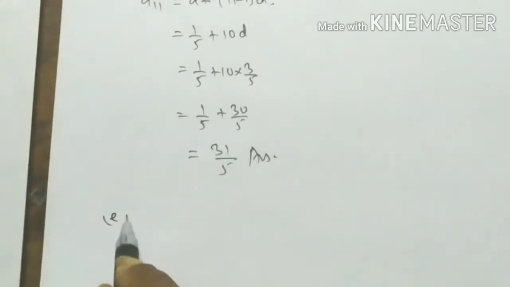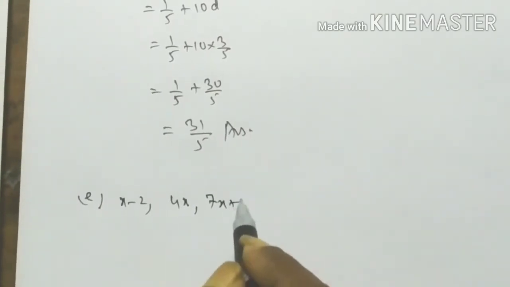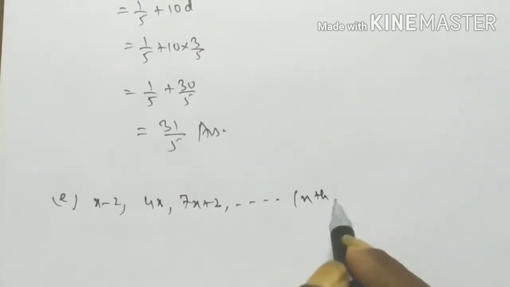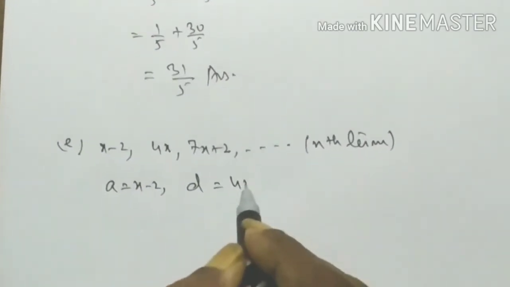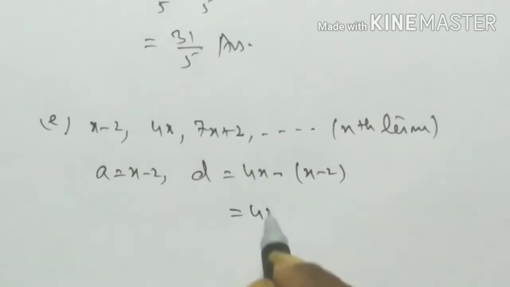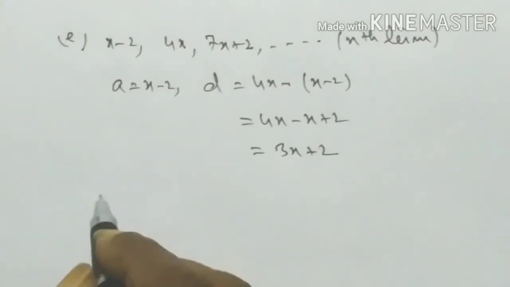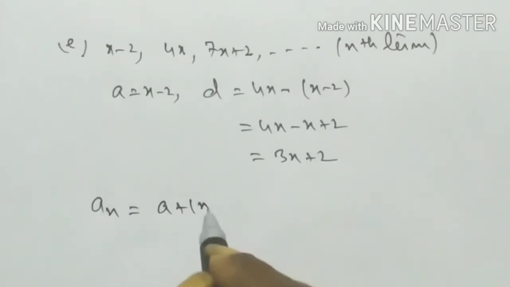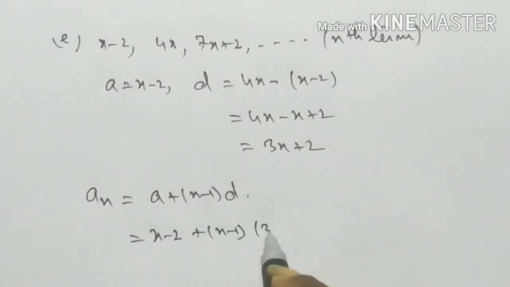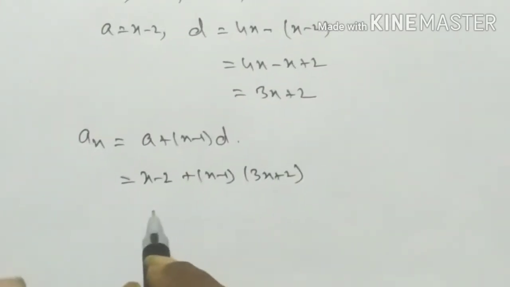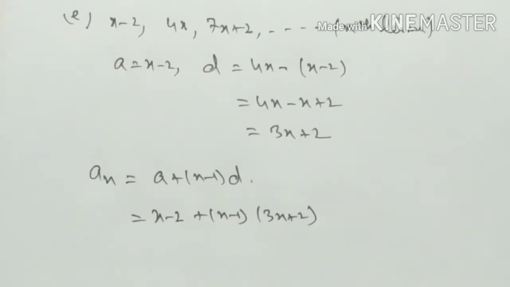Now E: x minus 2, 4x, then 7x plus 2, up to the nth term, and your a is x minus 2. Now d is 4x minus (x minus 2), which comes to be 4x minus x plus 2, equal to 3x plus 2. Now d is 3x plus 2. Your nth term, a_n, is equal to a plus (n minus 1) into d. Your a is x minus 2 plus (n minus 1), and d is 3x plus 2. You can keep this answer in this way, or you can modify it.